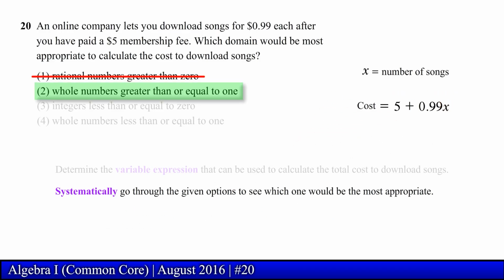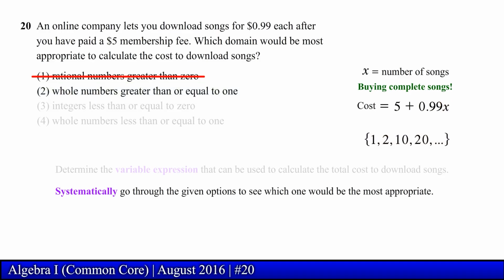Option 2 reads, whole numbers greater than or equal to 1. This domain includes all the whole numbers greater than or equal to 1. This includes numbers such as 1, 2, 10, and 20. Since the domain consists entirely of whole numbers, there shouldn't be a problem assigning this domain to the possible values of x, the number of songs bought, since the whole numbers represent the purchase of a complete song, and not a fractional portion of it. It seems that this is our answer. Just to make sure, let's take a look at the remaining options.